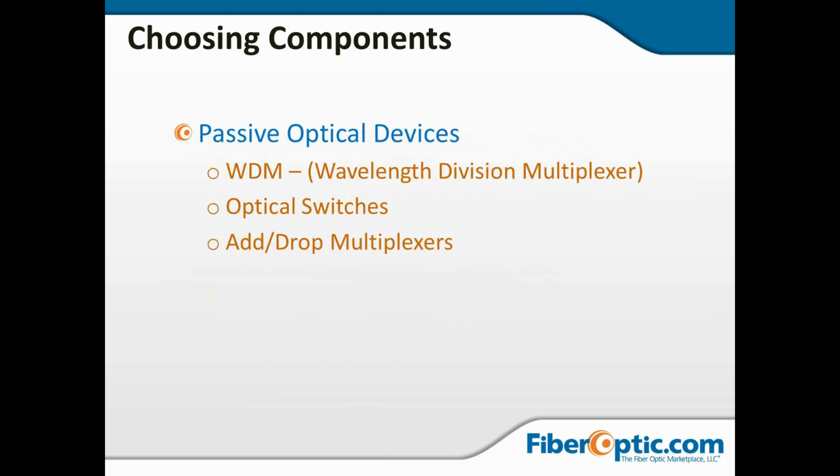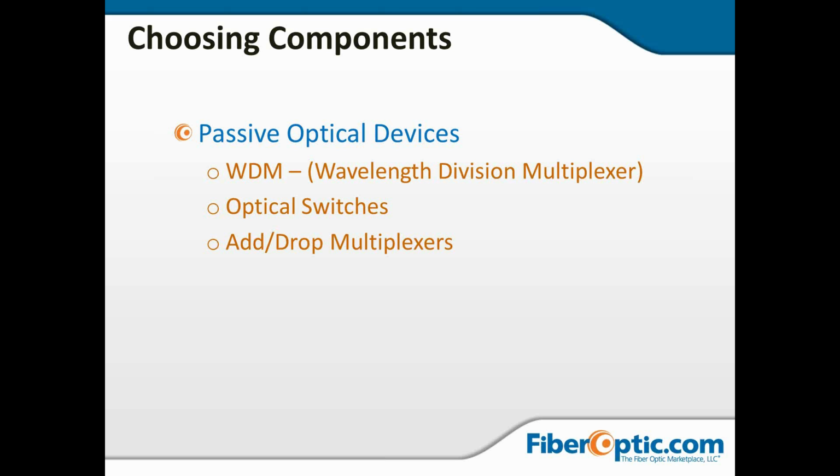Now, of course, we've got passive optical devices, wavelength division multiplexing, add-drop multiplexers, optical switches. We could also talk about passive optical networks or splitters. But with the wavelength division multiplexing, we're basically doing like a channel combiner in the old coax world. We get all the different wavelengths, we pack them together with a combiner onto a single piece of glass.